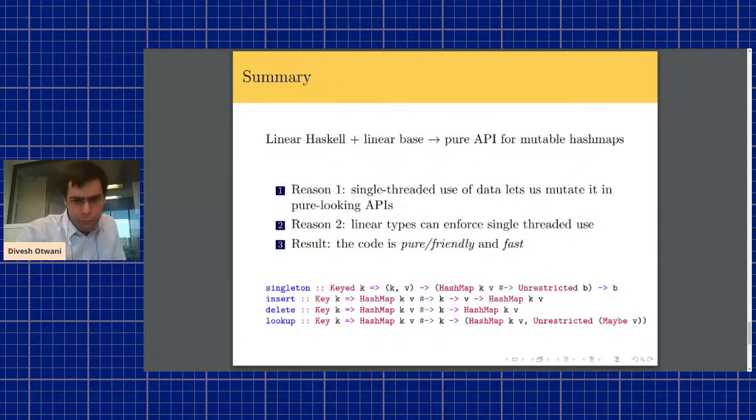So, summary: linear Haskell plus linear base gives us a pure API for mutable hash maps, and there are two reasons for this. One, single-threaded use of data lets us mutate it in pure-looking APIs, and two, linear types can enforce this single-threaded use. And the result, once we have this API, is that the code is pure, friendly, and fast. Another thing to note is that, though we didn't show this, the allocation function, singleton below, takes in a scope function as its second argument that is a linear consumption of a hash map to some unrestricted b and gives you a b.